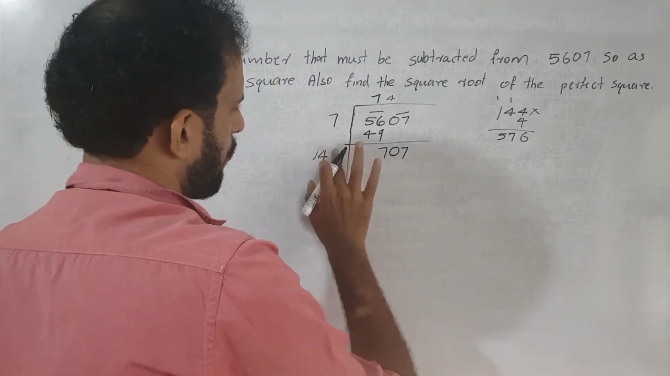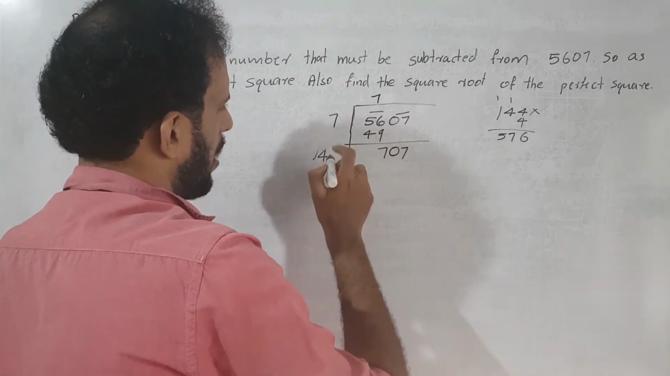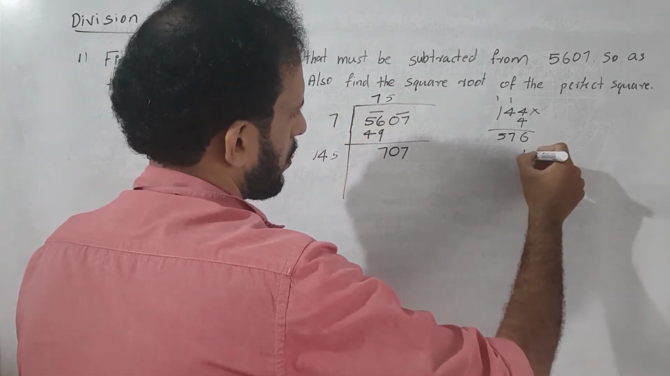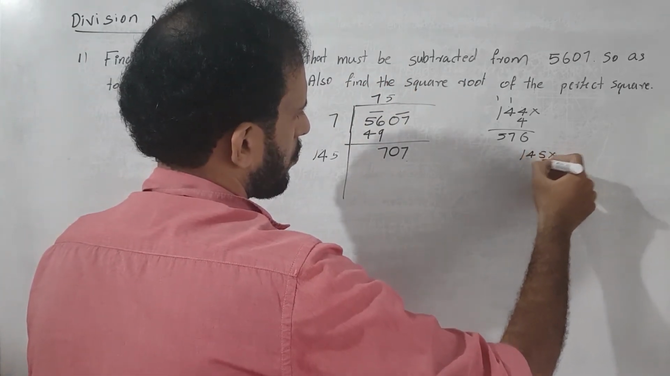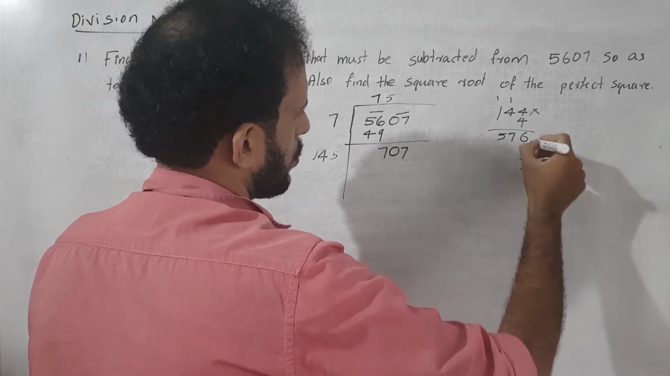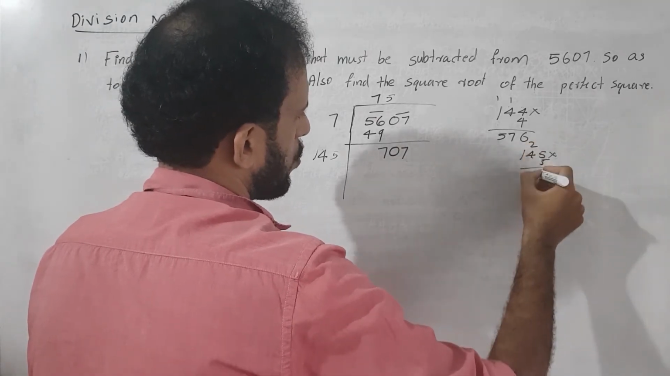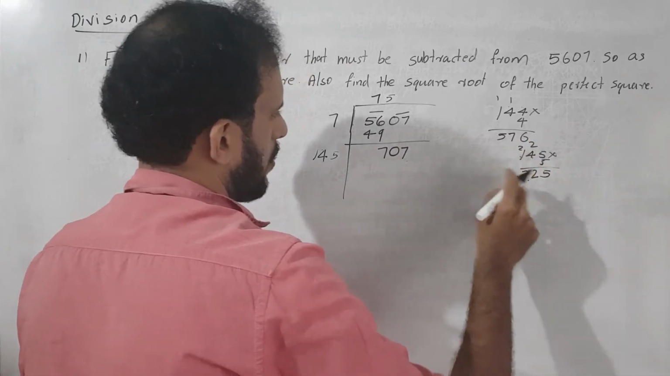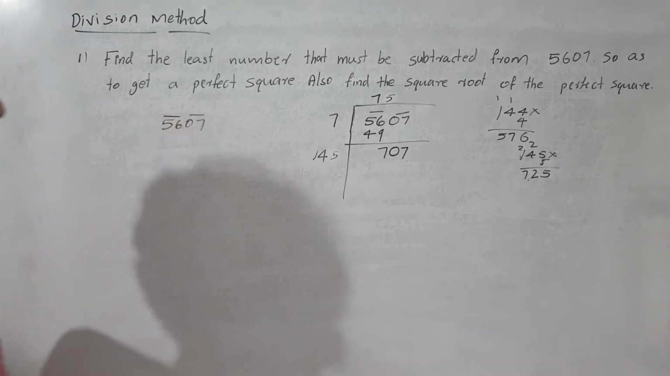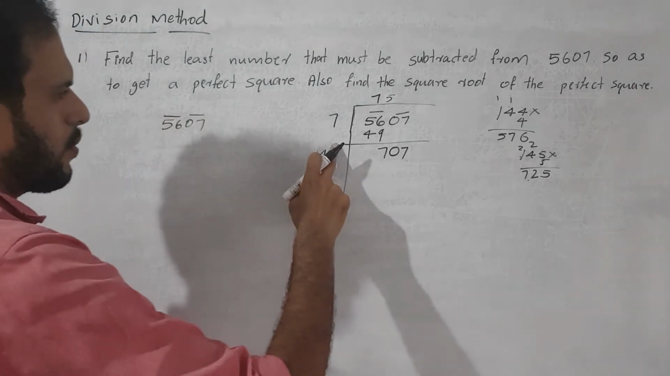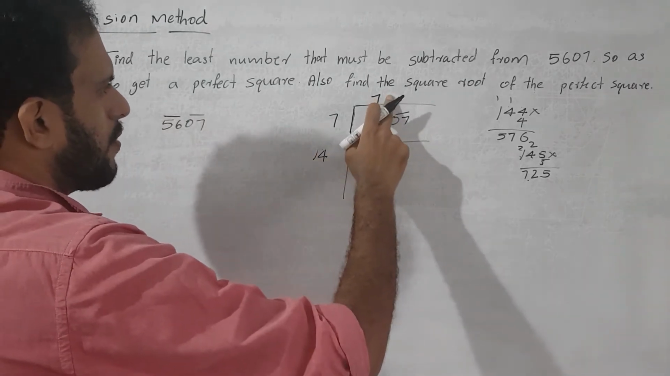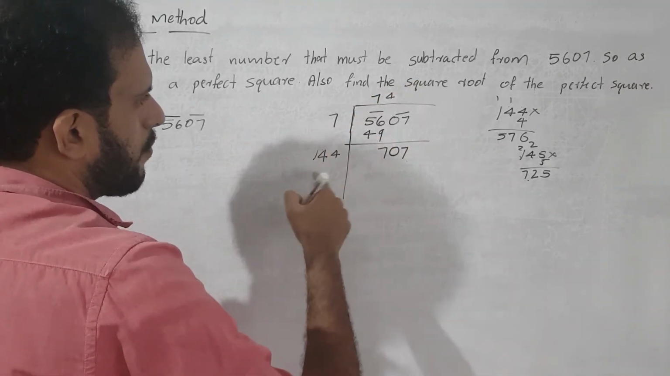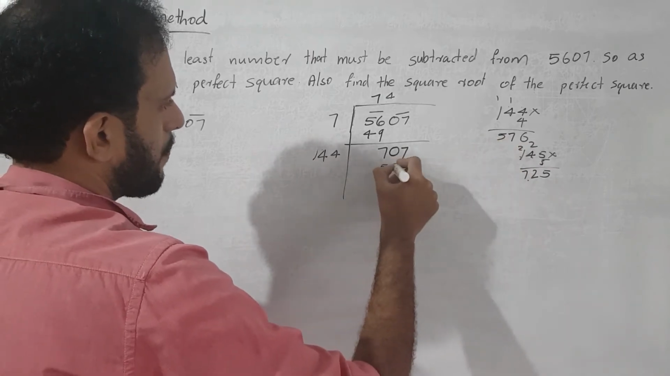So next we think about 5. The chance is 5. Then we multiply 145 into 5. Then 145 into 5, yes, 25, 2, then 20 plus 2 is 22, again 2, then 5 plus 2 is 725. 725 is greater than 707, correct? So there is no chance to get the digit 5, so we fix the digit as 4, correct? Then 4 into 144 is 576.